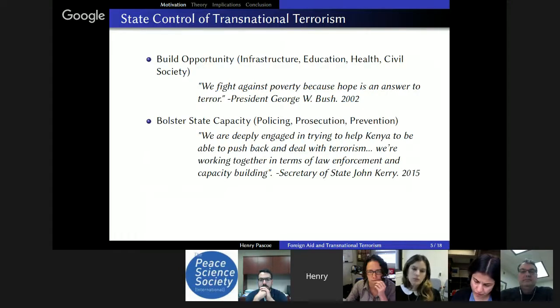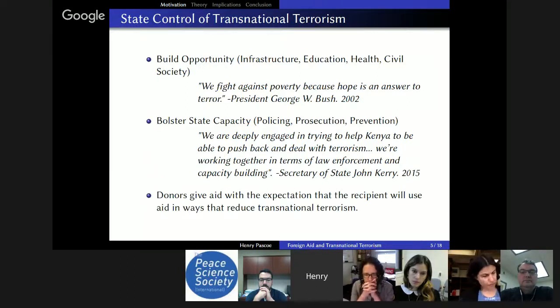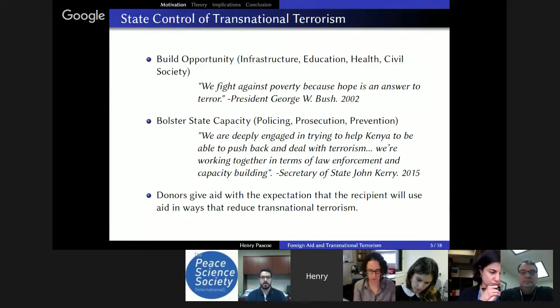The second avenue is by bolstering state capacity, by passing domestic laws, policing, prosecution, as well as banking and corporate regulation. The idea here is that foreign aid may help augment state ability to control terrorist groups when invested by recipient governments in measures that either build opportunity or bolster state capacity.